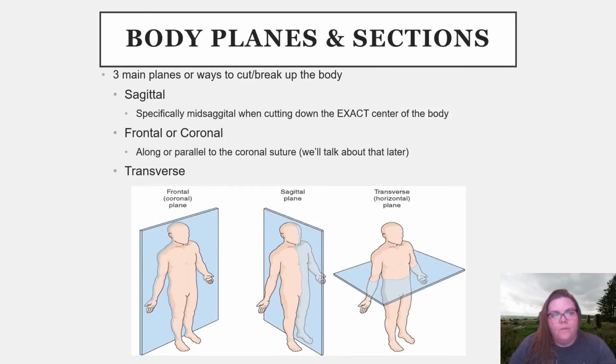And so, there are three main ways that you can cut or break a body in half. The sagittal, which is specifically mid-sagittal, goes from the midline, which is right in the middle of your body, and sagittal because of sagittal crests that humans used to have, and a lot of apes and monkeys still have, which was right across the midline of their skull. And that one cuts the body exactly in half.